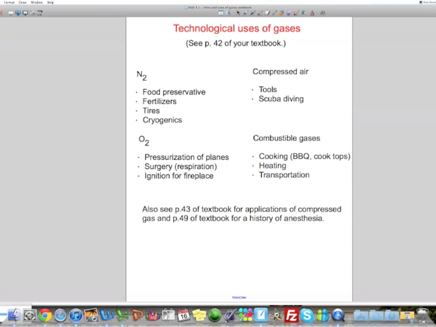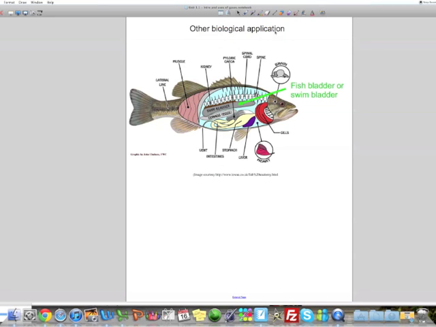Okay, lastly, one little fun fact. Well, I don't know if it'll be fun for you, but it's a fact certainly. Have you ever wondered how fish float or how they go up and down? Well, actually, they have what we call a swim bladder. It's also called a fish bladder. So that's not really a bladder that collects urine. It actually collects air, the air that the fish gets from the water.